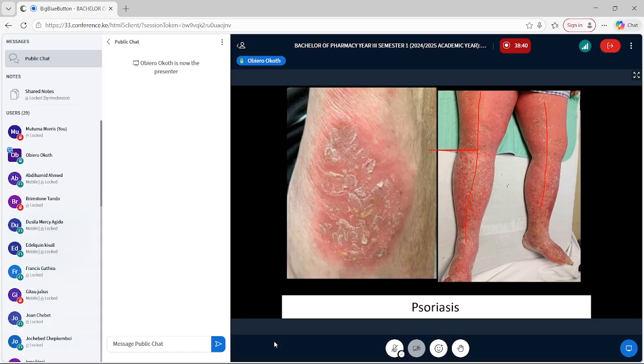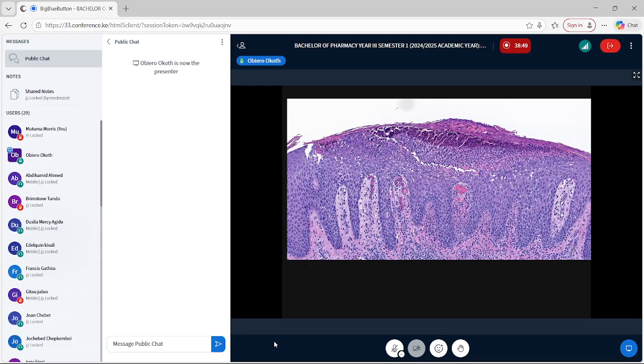And when you look under the microscope, this is the epidermis. This is the dermis. You see what we call sawtoothing. It looks like a sawtooth.